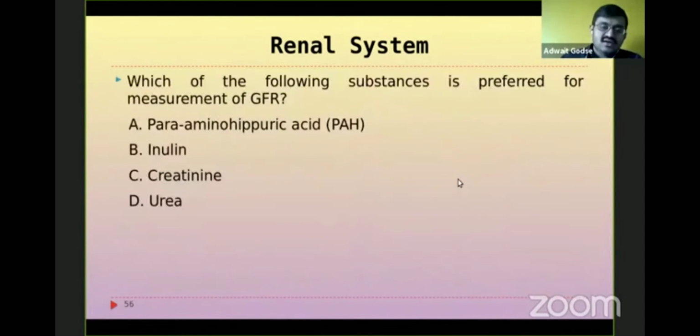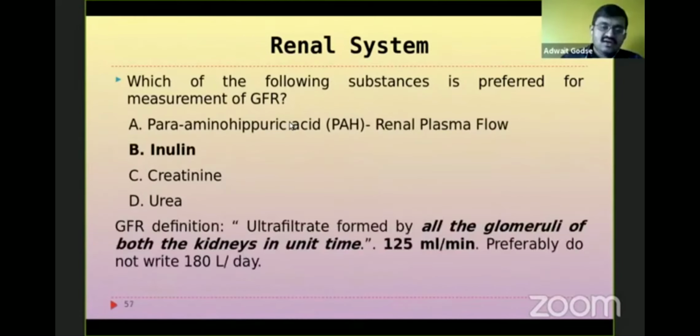Let's proceed. Which of the following substances is preferred for measurement of GFR? We all know inulin is preferred for measurement of GFR over creatinine or urea. Para-aminohippuric acid is important for measurement of renal blood flow, or renal plasma flow to be very precise. Definition of GFR: the ultrafiltrate formed by all the glomeruli of both the kidneys in one unit time, and unit time is per minute. Don't mention 180 liters per day. It has to be mentioned as 125 ml per minute. I am repeating, 125 ml per minute and not 180 liters per day.